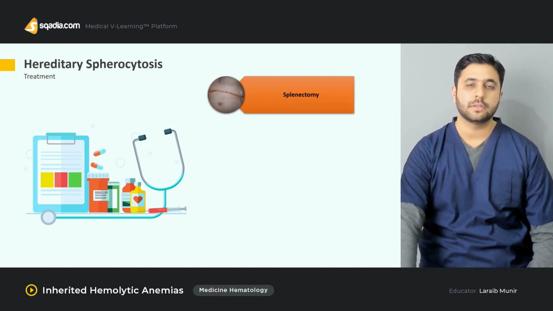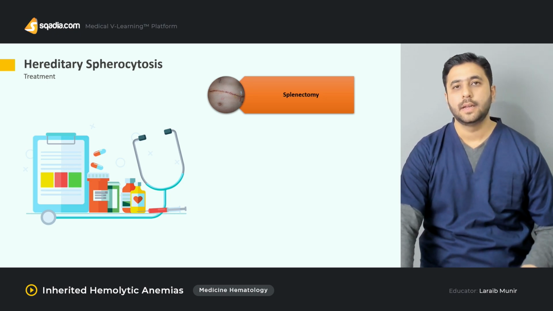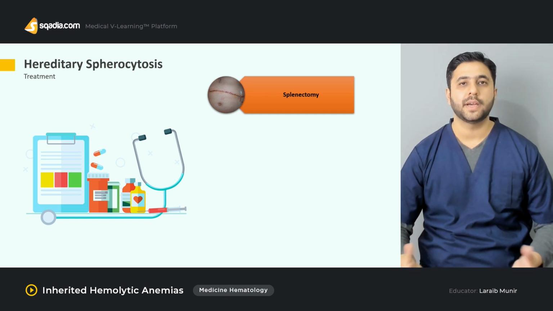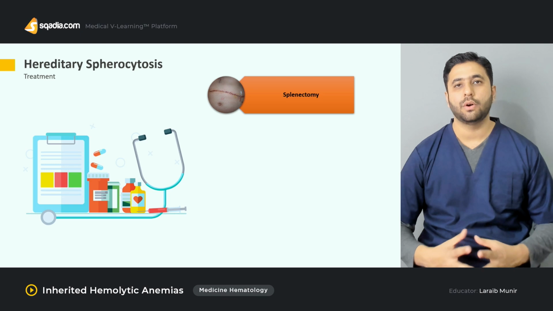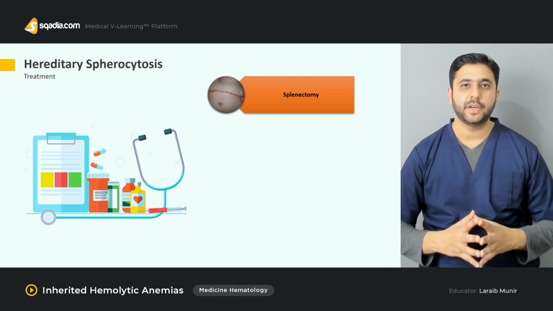We remove the spleen, and after the removal of the spleen, there will be no anemia, and the RBCs, the spherocytes, will be moving around in the bloodstream, but they are able to carry the oxygen and they are able to perform their functioning. So splenectomy is the curative treatment in this patient.